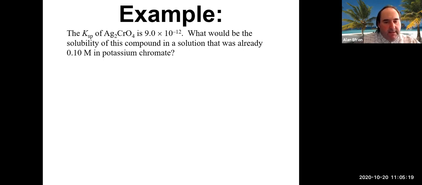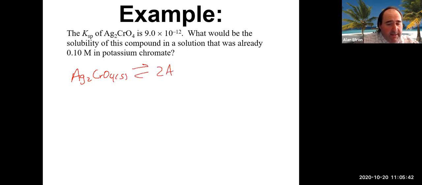Okay, so let's take a look here. Here we have our silver chromate, and we have the Ksp given to us, and it's in potassium chromate. So again, the one with the Ksp, which is our silver chromate, is going to set up that equilibrium. So that's sort of where we might want to start.